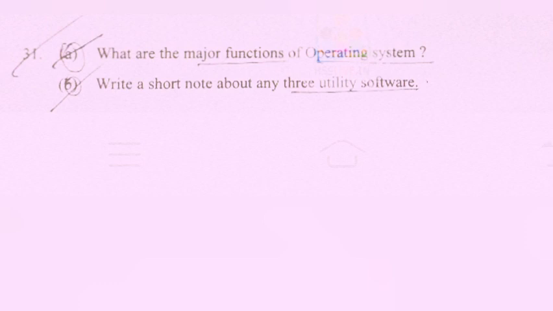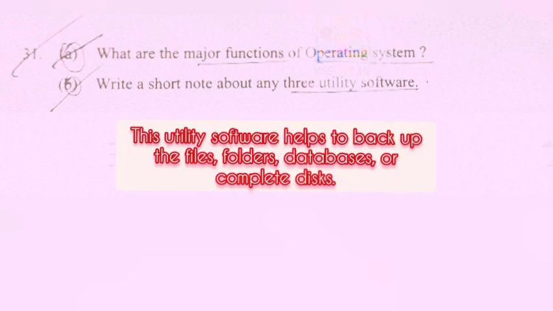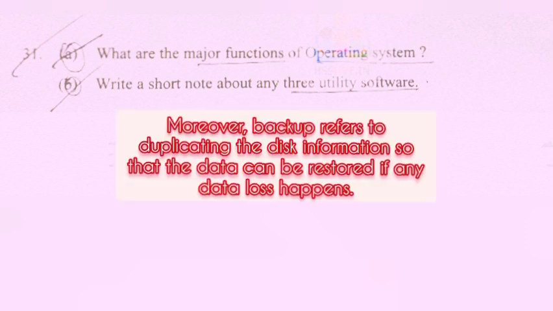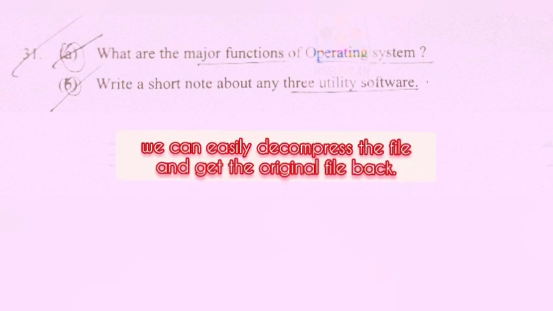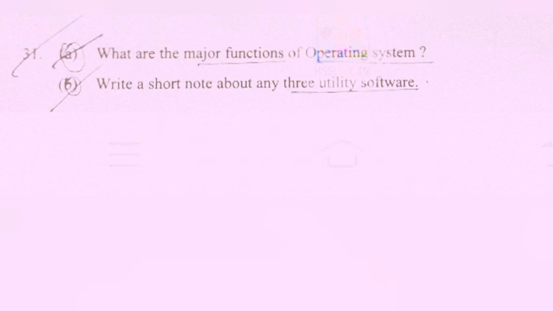2. Backup utility. This utility software helps to back up files, folders, database or complete disk. Moreover, backup refers to duplicating the disk information so that the data can be restored if any data loss happens. 3. Compression tool. An important part of a computer is storage space. It is very important to maintain this storage. Therefore, we use certain utility software to compress big files and decrease their size. These are compression tools. We can easily decompress the file and get the original file back.